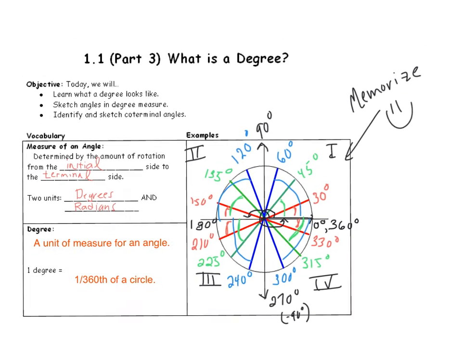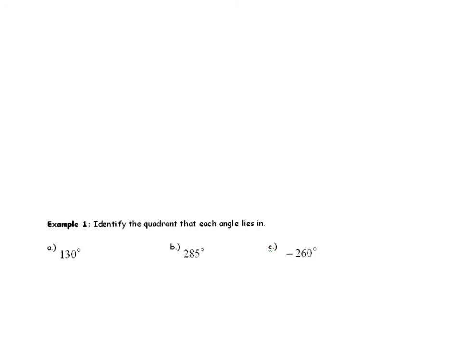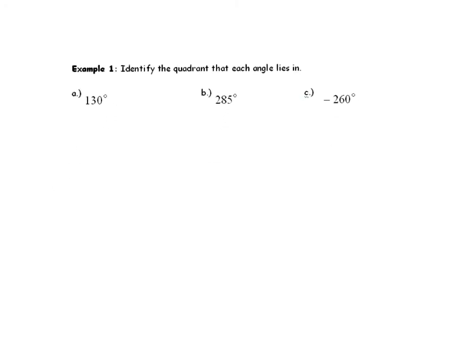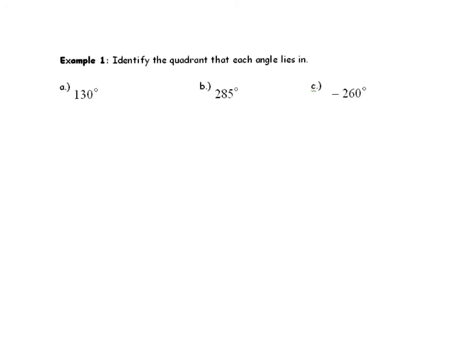Alrighty, so what we get to do now is practice. Try it without peeking. Example 1, I just wanted you to be able to tell me what quadrant that angle is in. Part A, 130 degrees. What quadrant is that in? Dose. How about B, 285? Nice job.